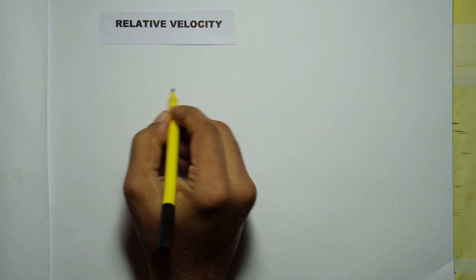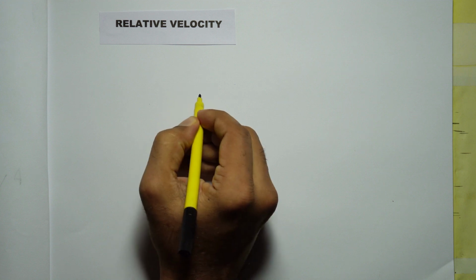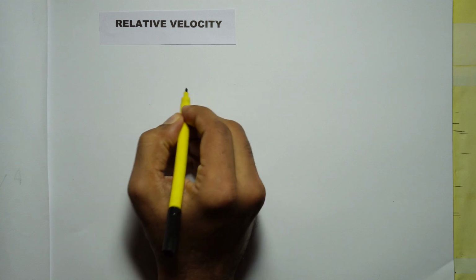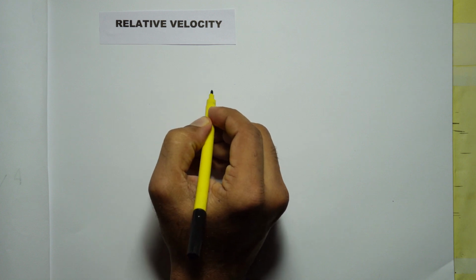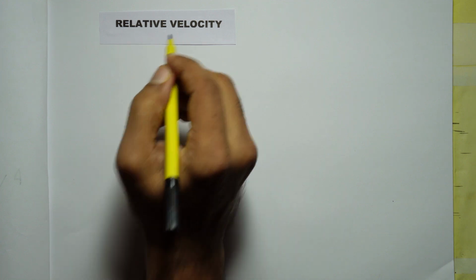How much the distance between them changes per hour. Or it can be calculated in meters per second. The distance between two objects, how much it changes per hour. So we'll take some examples.